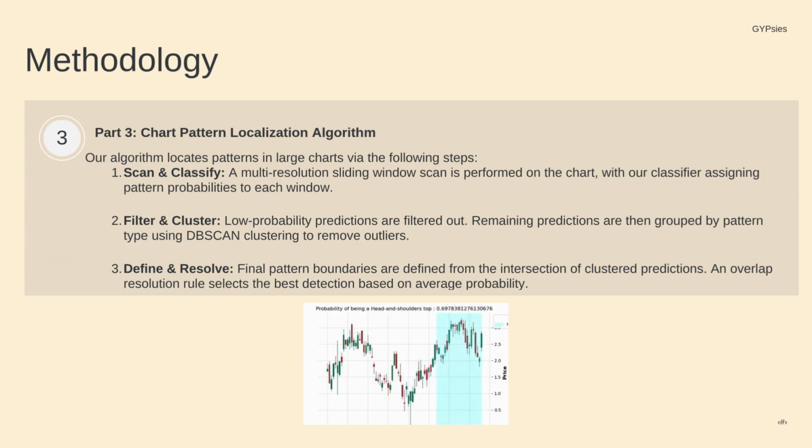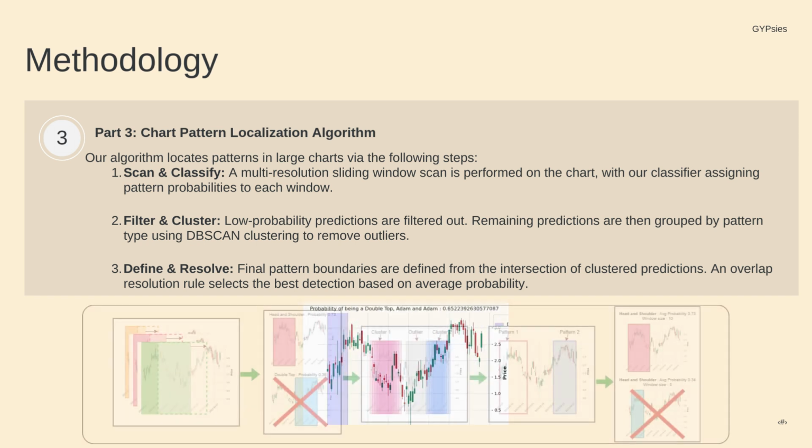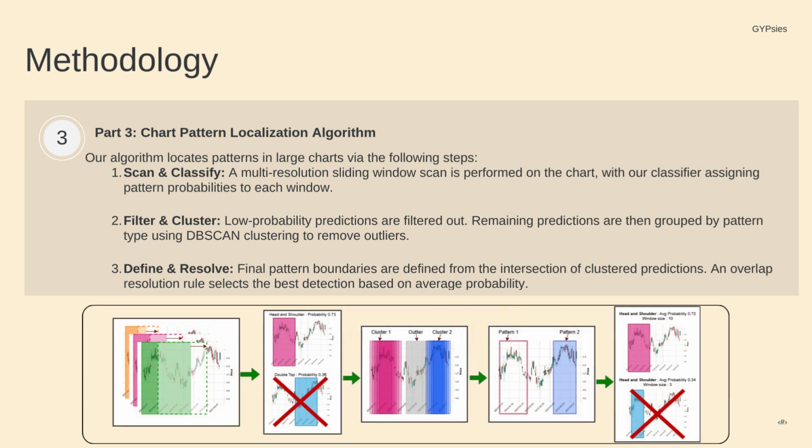The final part of our methodology is the chart pattern localization algorithm. This is where we take our trained classifier and use it to find and outline patterns in large, continuous stock charts. The process works like this. First, the input chart is scanned with sliding windows of various sizes. Each window is then classified, giving us a probability for each pattern type. Then we filter out any low probability predictions and group together close, similar predictions of the same pattern using a clustering algorithm called DBSCAN, which also removes outliers.